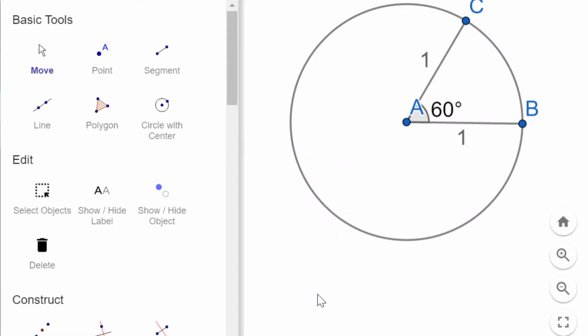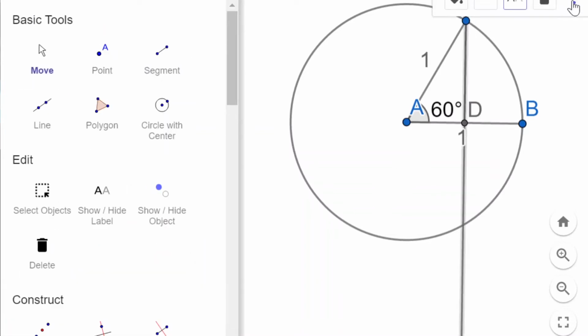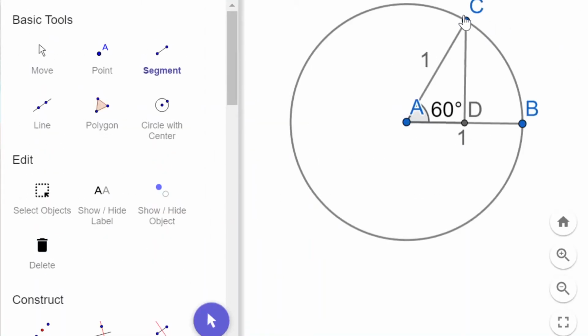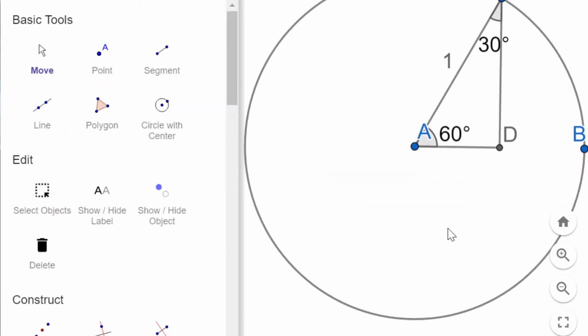Now, let us draw a line perpendicular to point C and segment AB. Okay, with the line perpendicular from point C to segment AD, we are able to create right triangle ADC, where angle A is 60 degrees. If angle A is 60 degrees, angle C is 30 degrees. Okay, now we have a 30, 60, 90 right triangle.